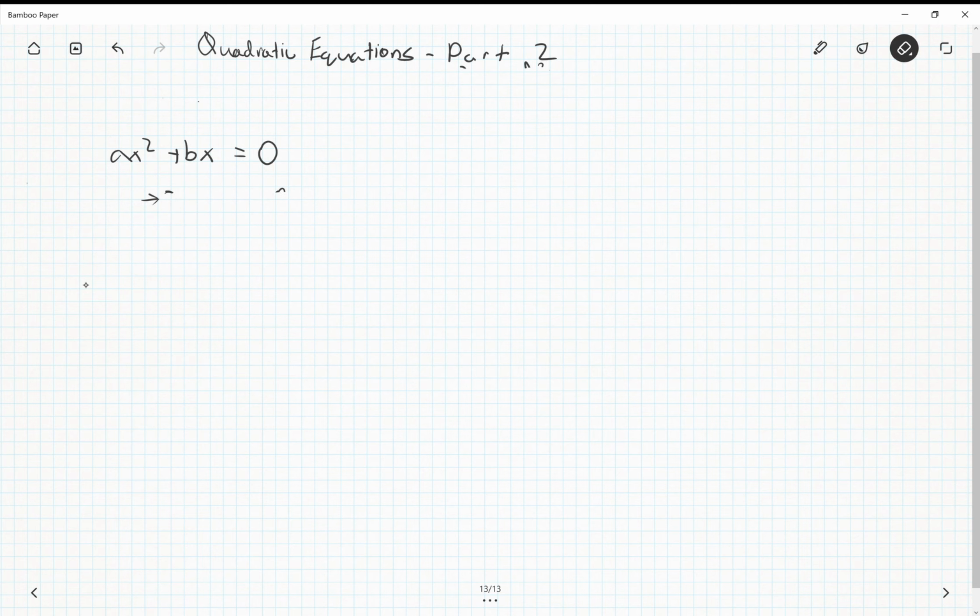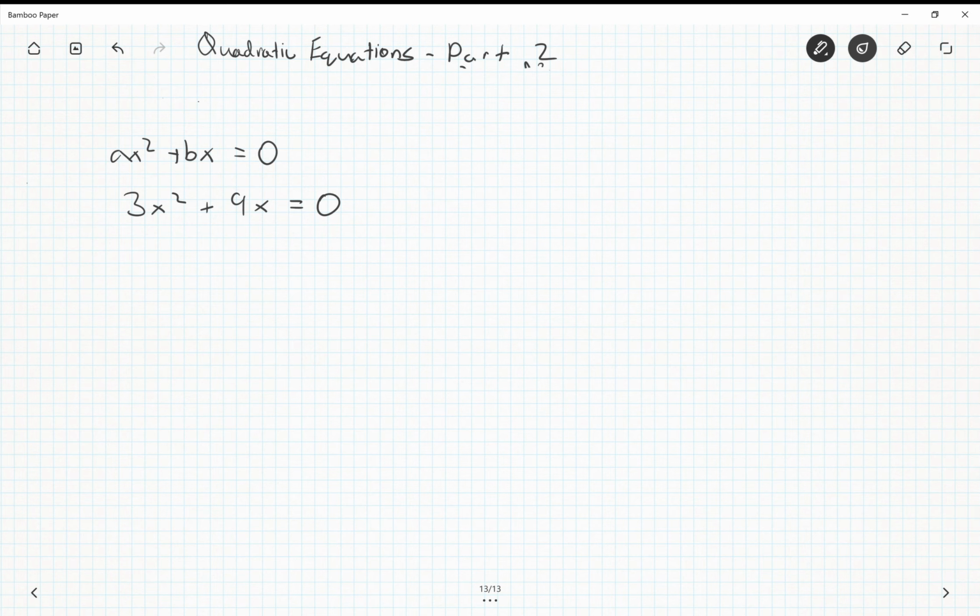So let's try another example, and let's do, how about this? 3x squared plus 9x equals 0. Once again, we have to find a common factor between 3x squared and 9x, which can be divided. Well, 3x is a term that can divide both 3x squared and 9x, so we use that because that's the highest factor that we can use to divide both of them.